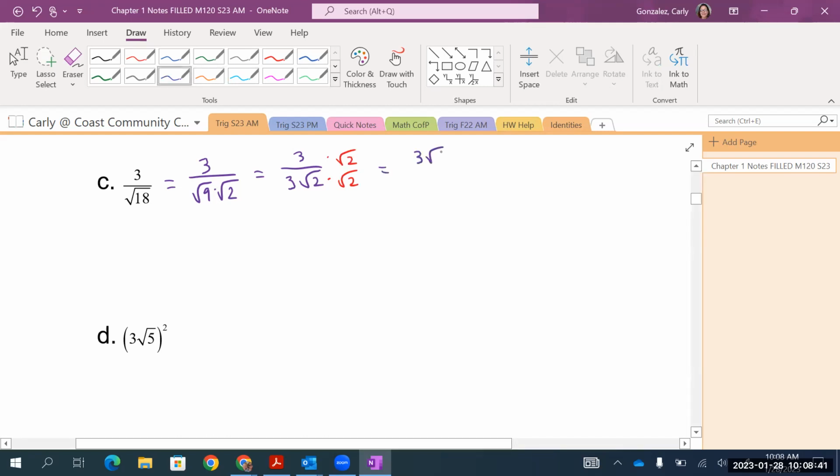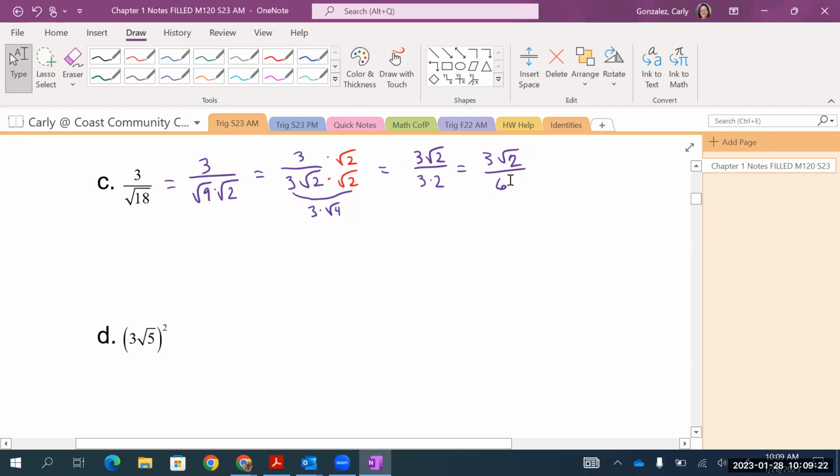So on top we have 3 rad 2. On the bottom we have 3 times rad 4, which is the same as 3 times 2, or 6. So we have 3 rad 2 over 6. Since everything here is multiplying and dividing, we can go ahead and reduce the 3 and the 6, since the 3 and the 6 are both outside the square root.